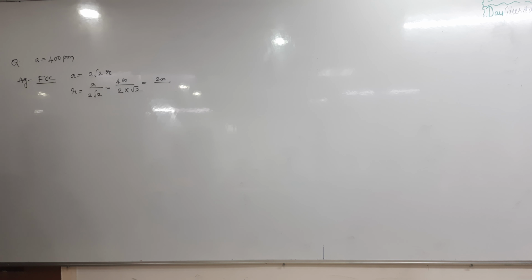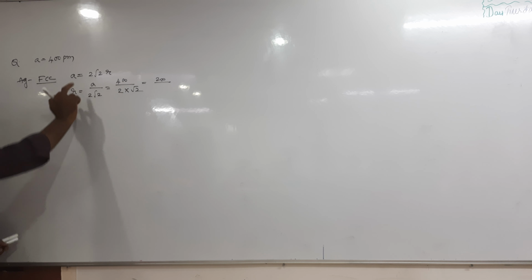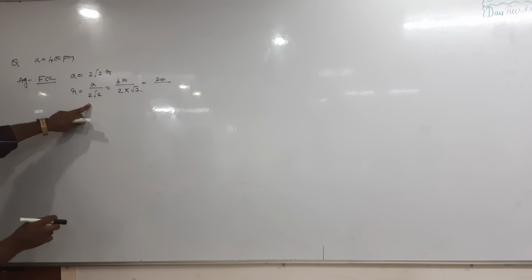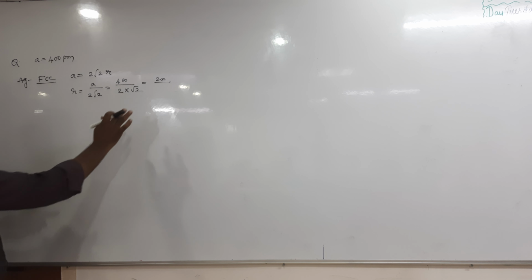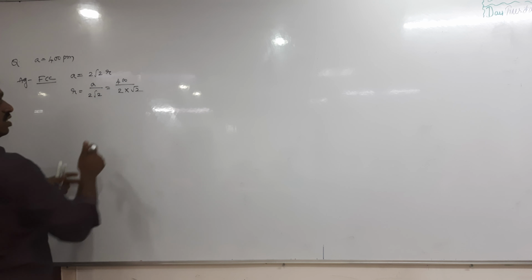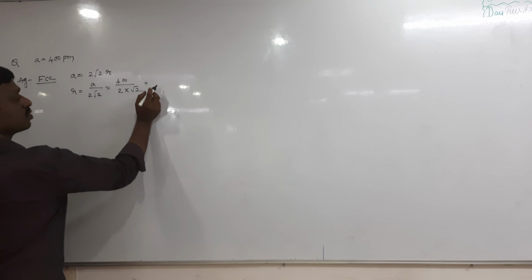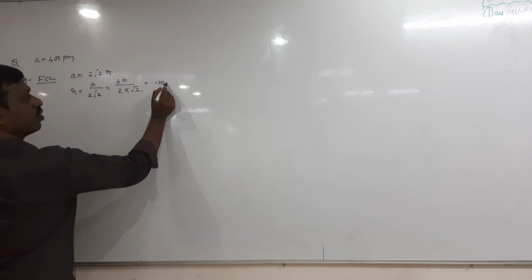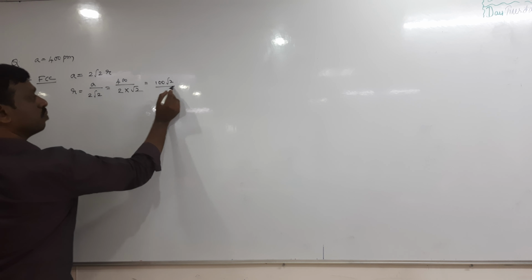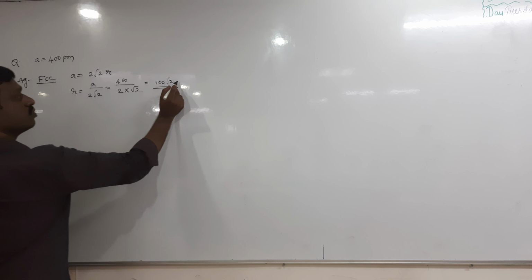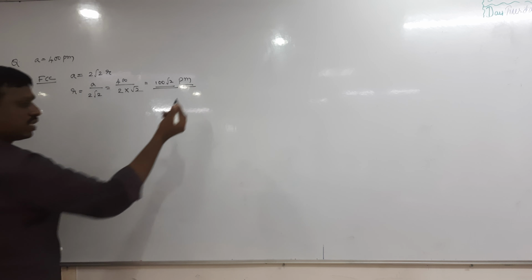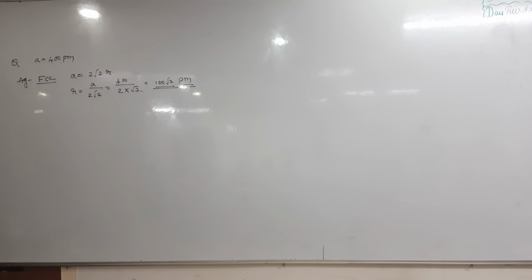100 root 2. Simplification. Okay. Tell me what is the answer. Final answer, 100 root 2 into 10 power minus 12, picometers. That can be converted, right? Next, one more.